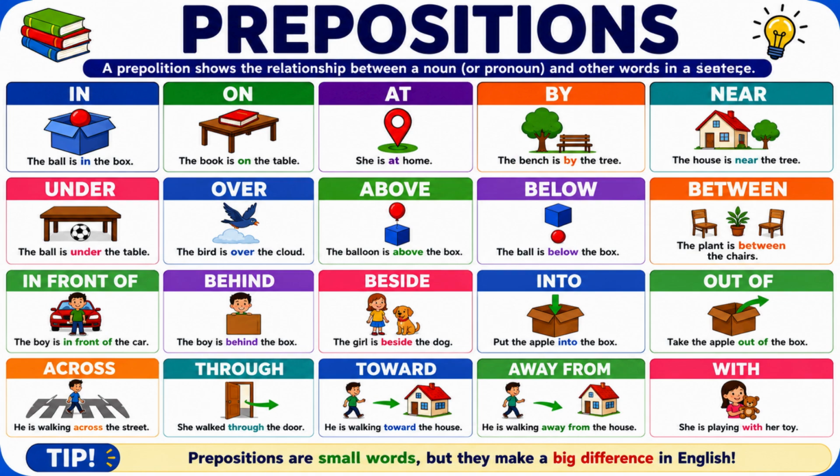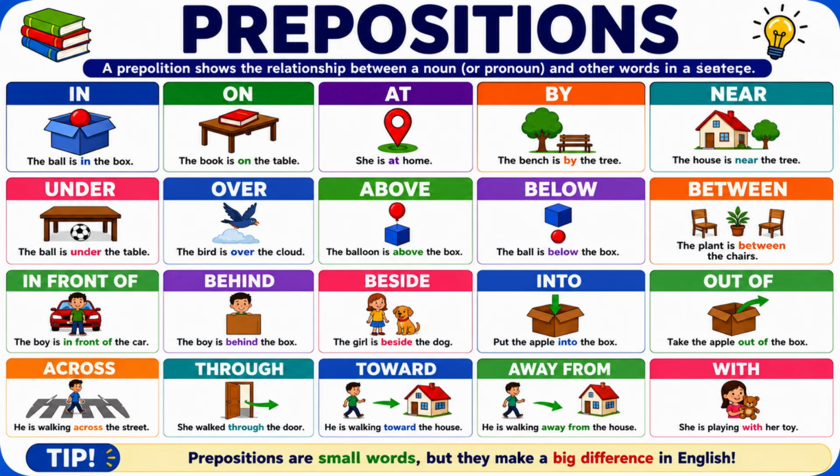In today's lesson, we're going to learn prepositions. Prepositions are small words, but they're very important in English. They show the relationship between a noun or pronoun and another word in the sentence. They can describe place, position, direction, or movement. Let's learn the most common prepositions with easy examples.